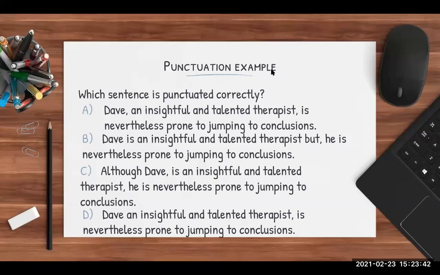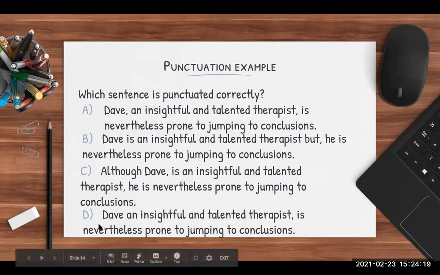So here we have an example question on punctuation. The question asks, which sentence is punctuated correctly? We have A, "Dave, an insightful and talented therapist, is nevertheless prone to jumping to conclusions." B, "Dave is an insightful and talented therapist, but, he is nevertheless prone to jumping to conclusions." C, "Although Dave, is an insightful and talented therapist, he is nevertheless prone to jumping to conclusions." And D, "Dave, an insightful and talented therapist, is nevertheless prone to jumping to conclusions."